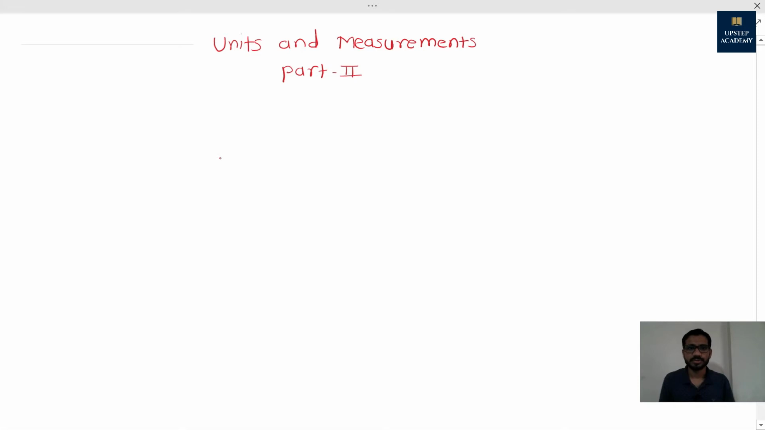Today we are going to see the second part of the units and measurements chapter. The next topic we are going to see is measurement of the diameter of a planet. We have seen how to measure the distance between Earth and a planet, but now we have to see how to measure the diameter of the planet.